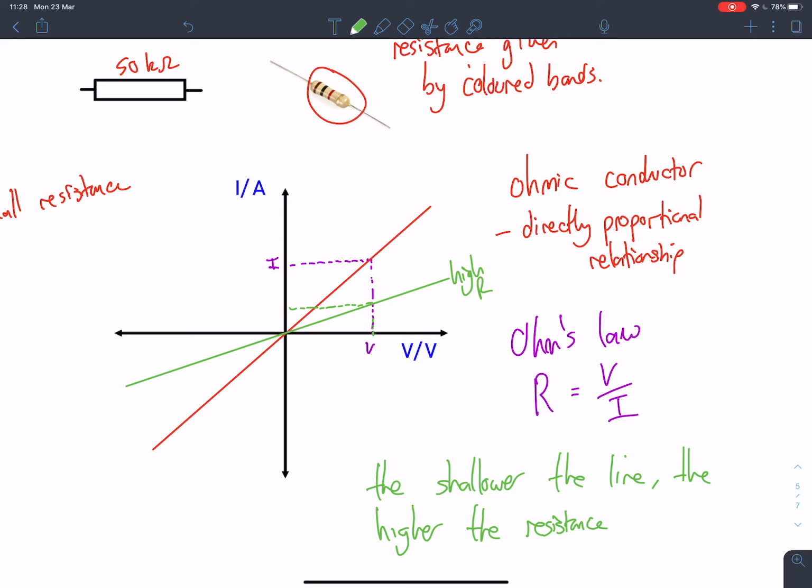Okay, and I mentioned previously, the resistance will be given by 1 divided by the gradient, but it's important to mention that that only works because I've got this straight line relationship here. That will not apply for other components later on, and I'll talk about that in a second. So that's the first one, the fixed resistor.